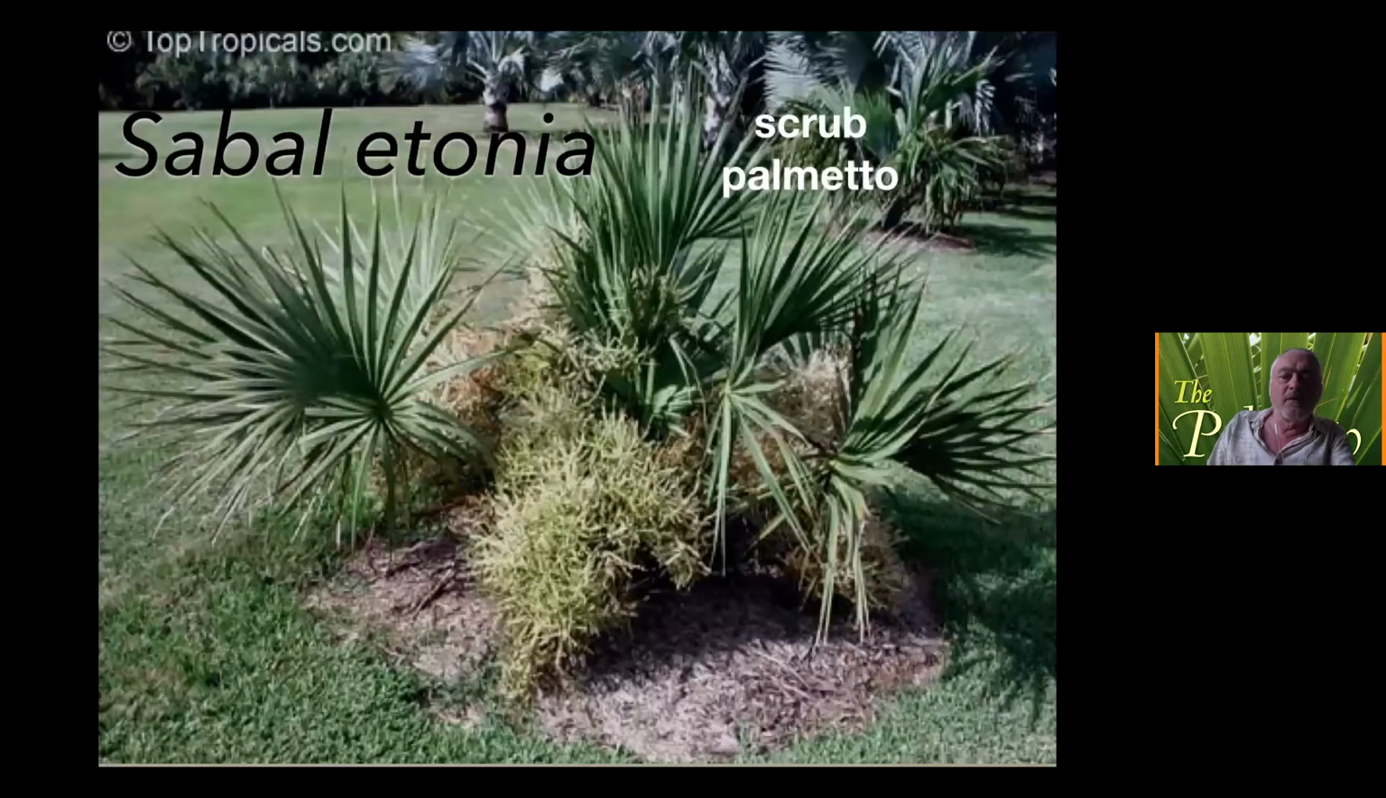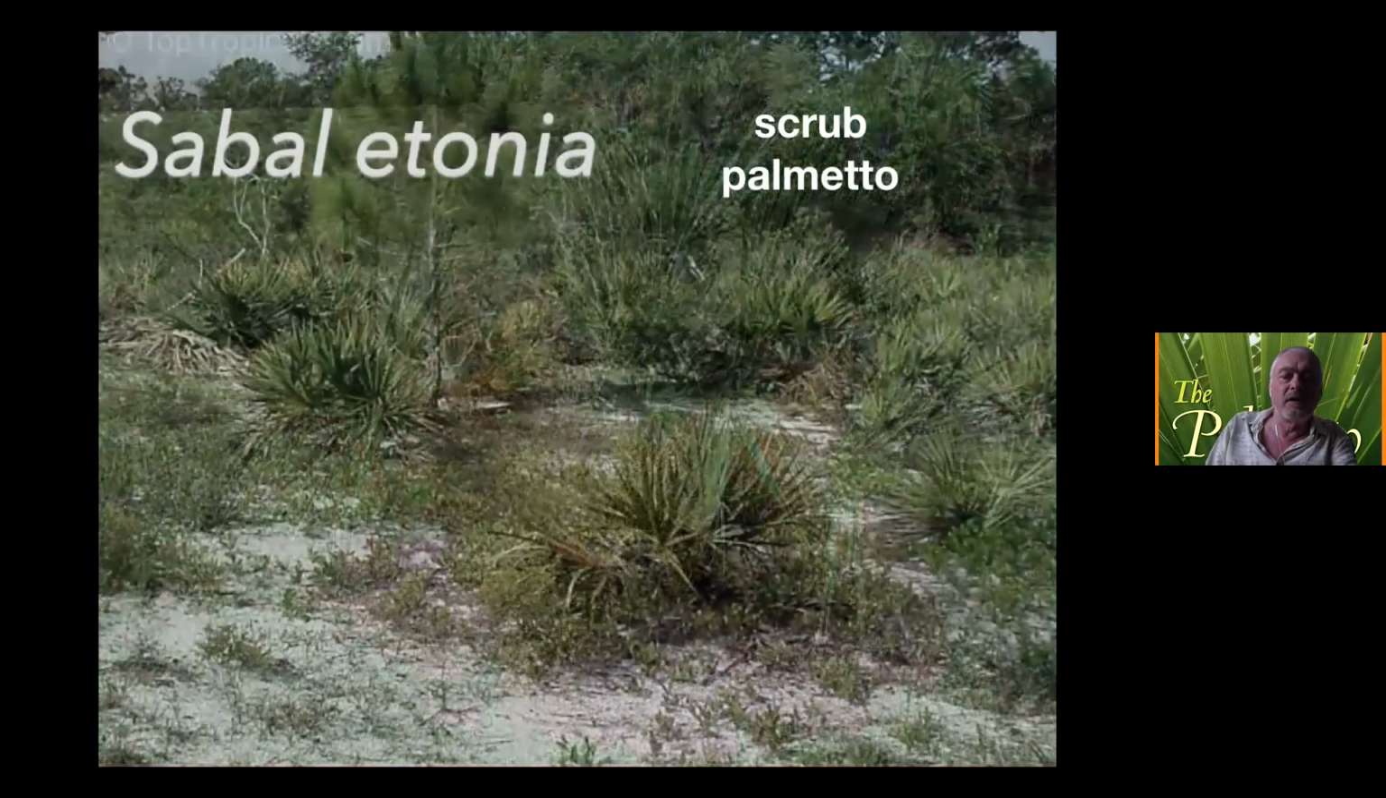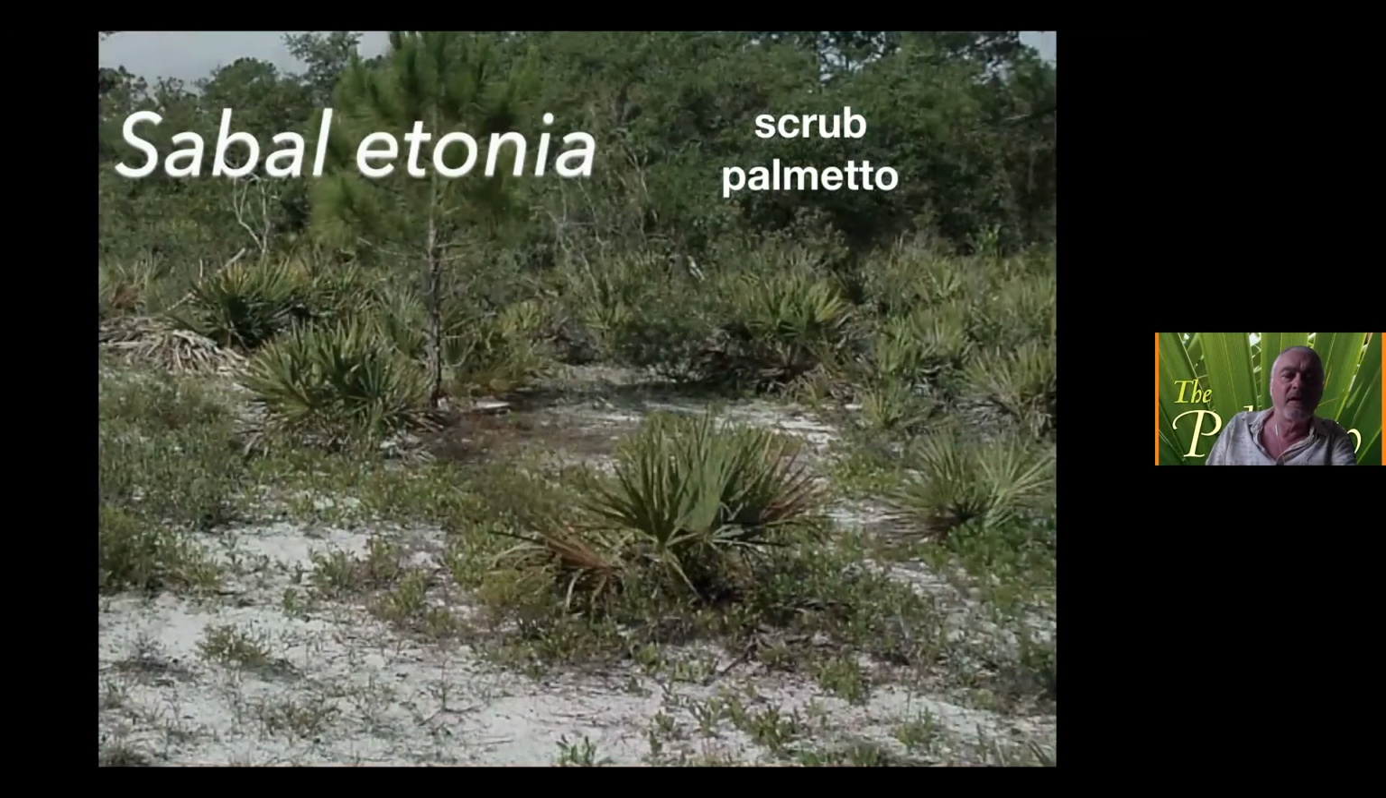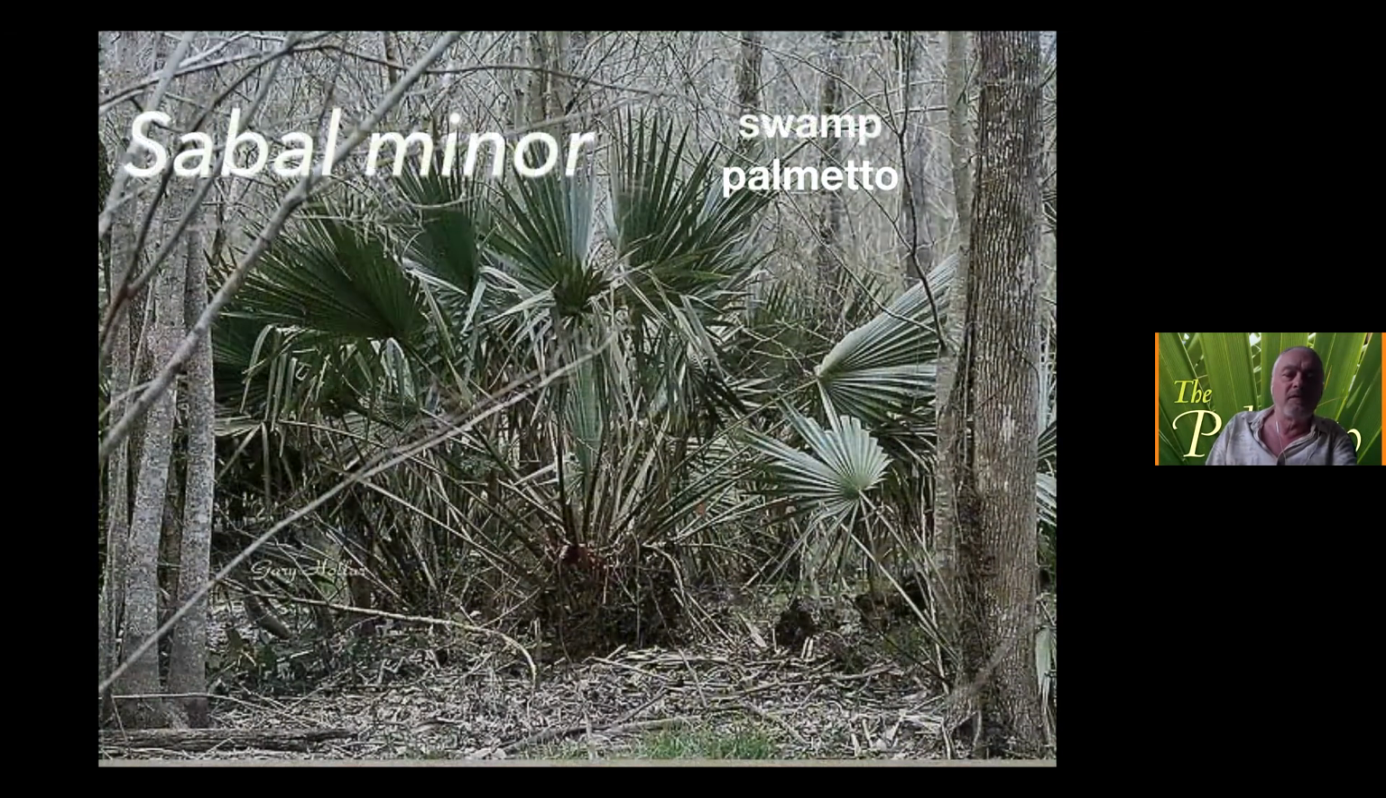So there are a couple of other sabals in Florida. There's the scrub palmetto, Sabal etonia. This is one in a more landscape setting. They're typically found in scrub and the white xeric sands. And then at the other end of the extreme is what I would call a swamp palmetto, Sabal minor, and these tend to grow in wet areas. And these typically do not develop a trunk.